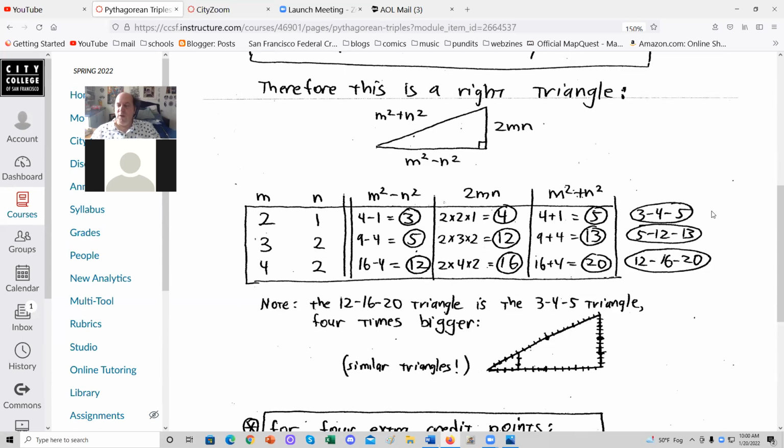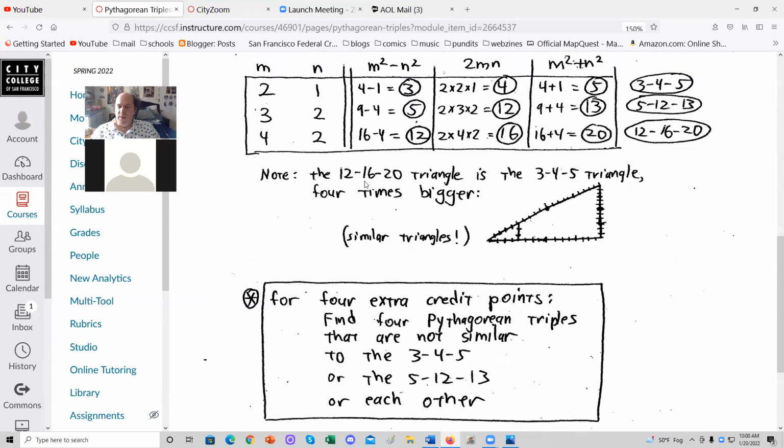Now the thing is, 3, 4, 5 and 12, 16, 20 are in proportion to each other. 4 times 3 is 12, 4 times 4 is 16, 4 times 5 is 20. So the 12, 16, 20 triangle is a 3, 4, 5 triangle 4 times bigger. These are called similar triangles. Not only are their sides in proportion, but they have equal angles.